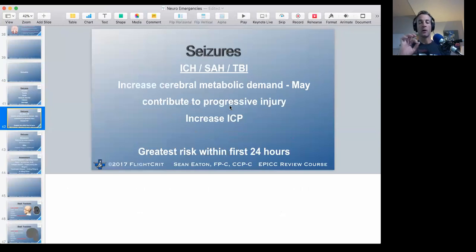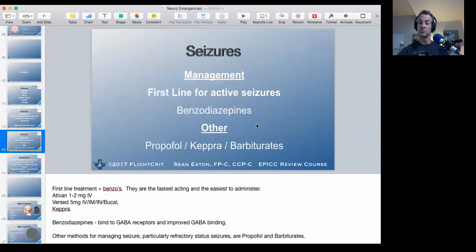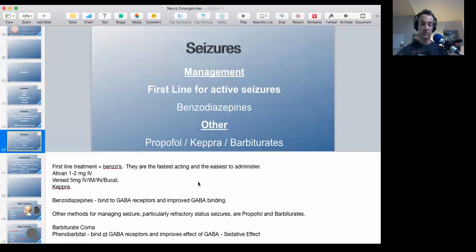Now, the greatest risk for seizures is within the first 24 hours of the injury. We talked about benzos, propofol, Keppra, and barbiturates as some of your other seizure medications that you may use. Of course, the first line is always going to be your benzos, because they're the fastest and easiest to administer. So whatever you prefer, Ativan, Versed, or Keppra. Keppra is used in some patients for the acute management of seizures. It's also frequently used for prophylaxis, so you may see that for both indications.